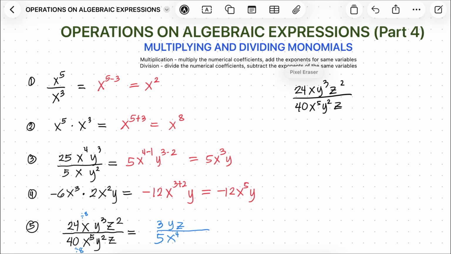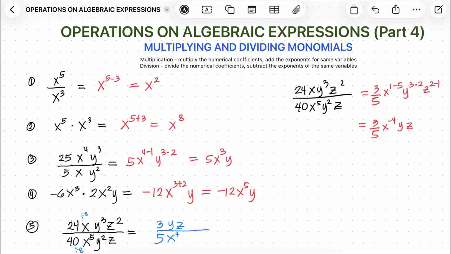So to apply, again, simplify first. So again, this will become 3 over 5, right? And then next, x raised to 1 minus 5, right? And then we have y raised to 3 minus 2. And we have z raised to 2 minus 1. So to finalize the answer, we have 3 over 5 x raised to negative 4, and then y raised to 1, or just y, and then z raised to 1 as well.